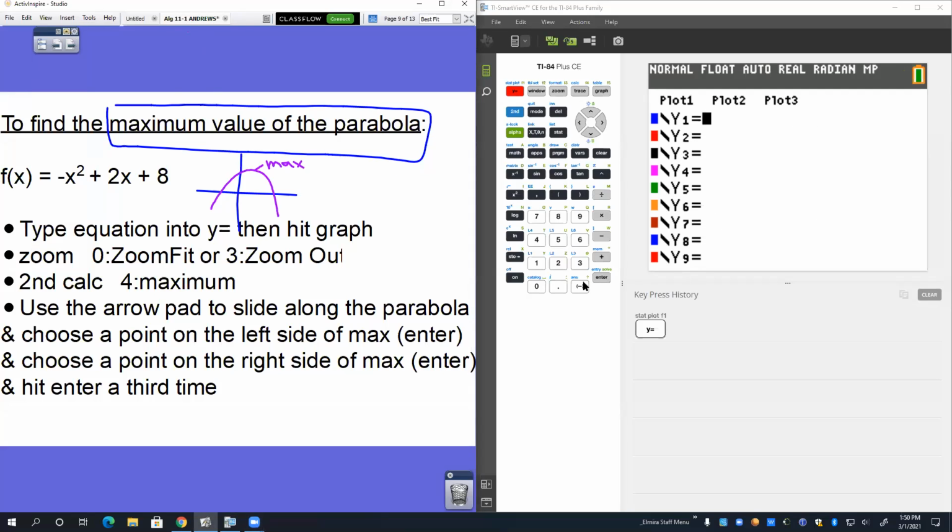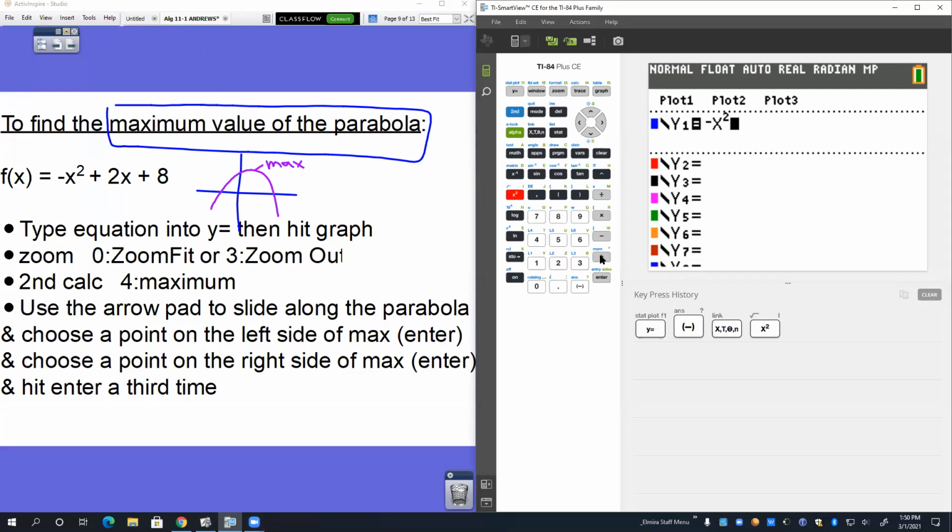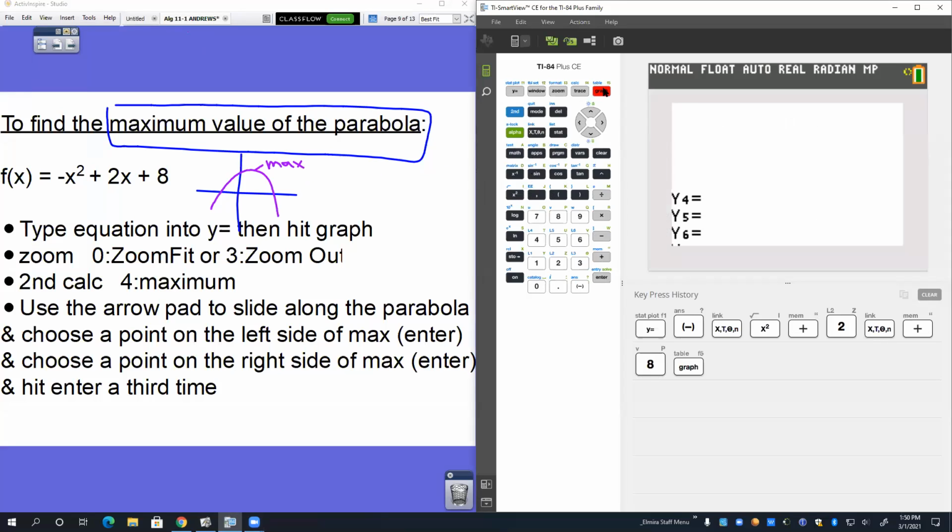So I'm going to type in negative x squared plus 2x plus 8. When you go to graph, because you will have to do this on the quiz this week, all right? When you go to graph, you're going to see this picture. You see the picture of the parabola.